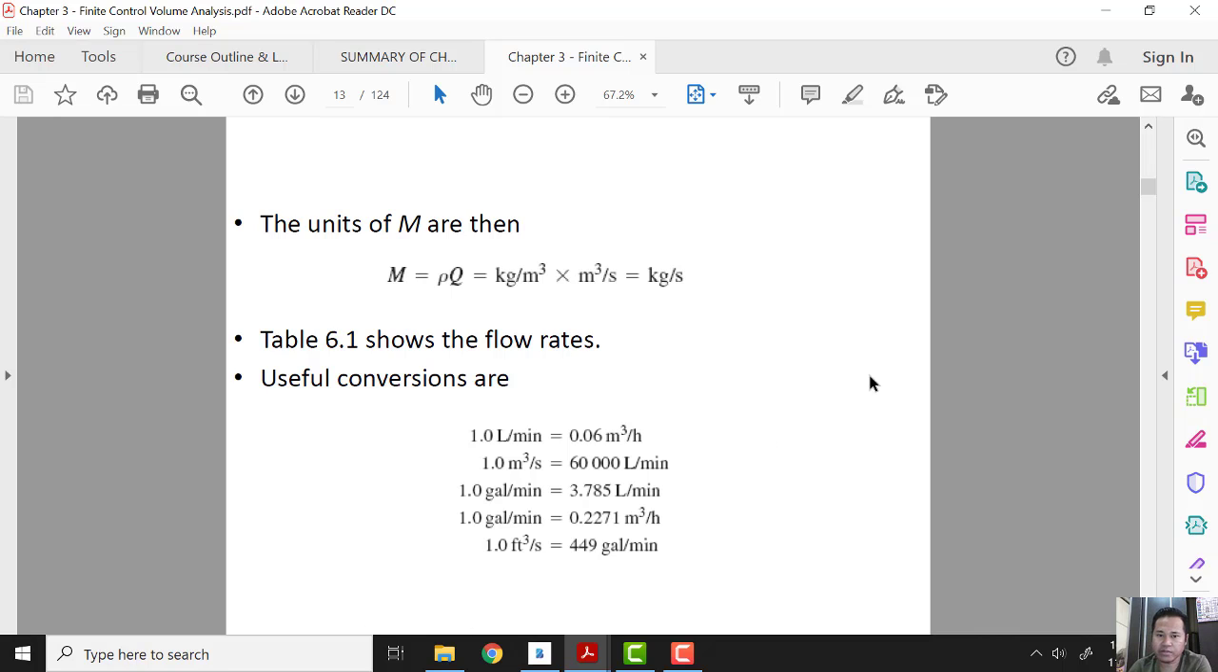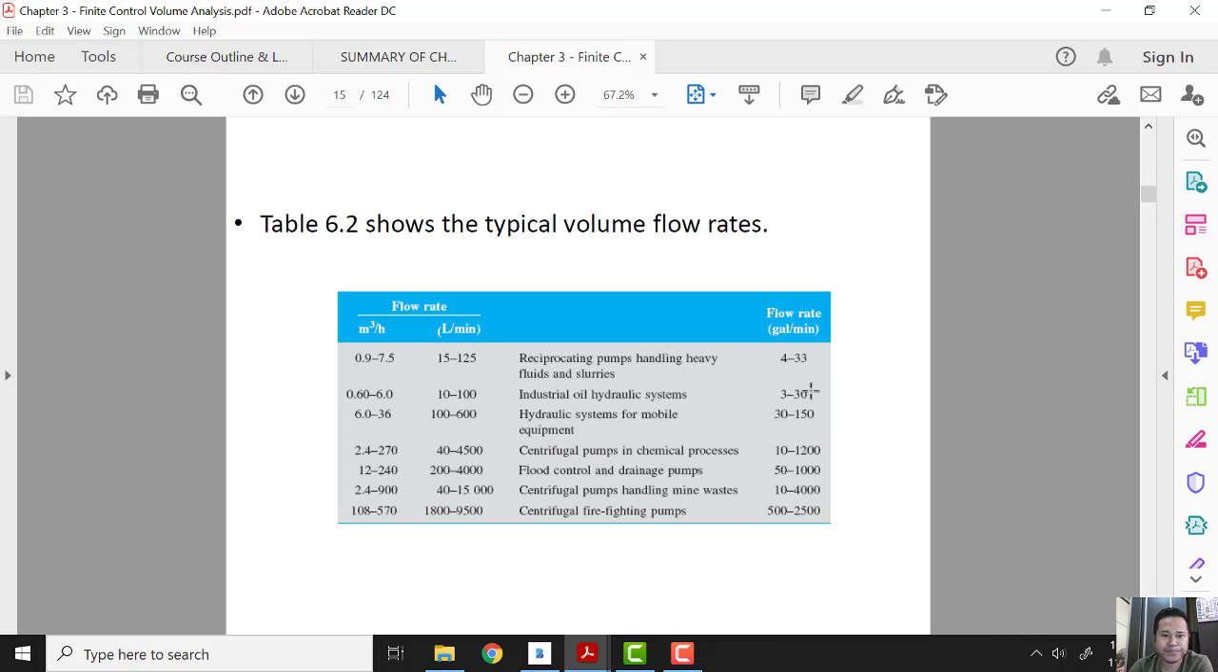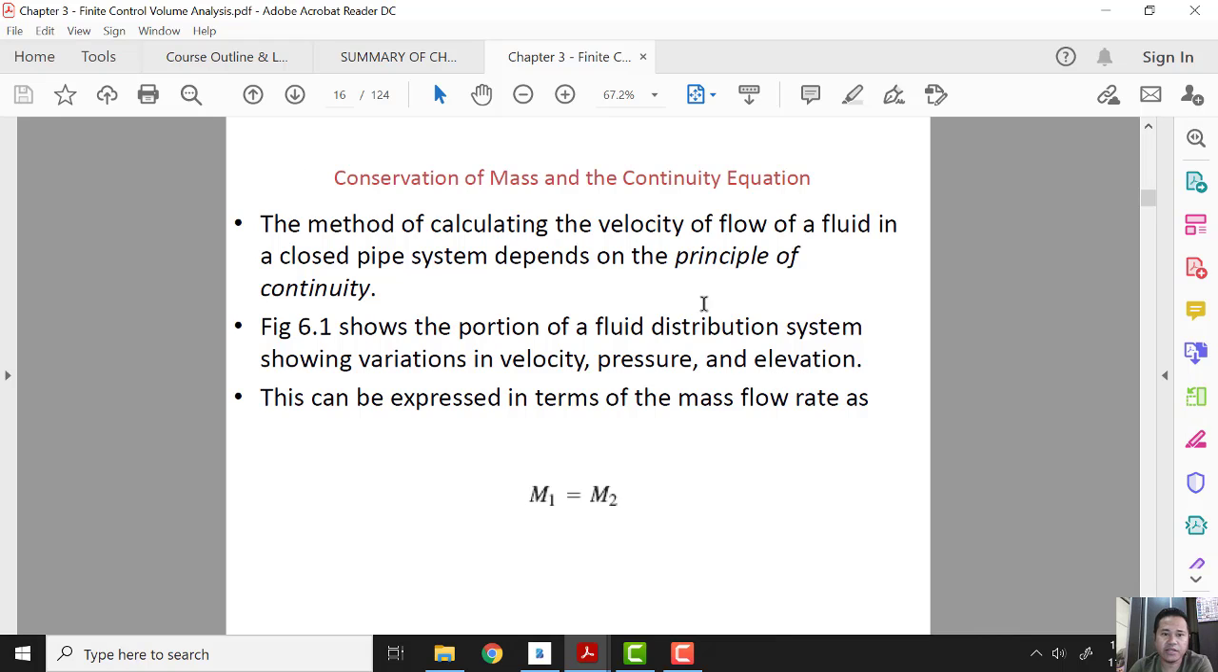Alright, so now we have looked at the mass flow rate, volume flow rate, and the weight flow rate. This is the table that summarizes all the equations with the names and the symbols. It's okay to not look at this. Conservation of mass and continuity equation. The method of calculating the velocity of flow of fluid in a closed pipe system depends on the principle of continuity. Figure 6.1 shows a portion of a fluid distribution system showing variation in velocity, pressure, and elevation. This can be expressed in terms of the mass flow rate as m1 equal to m2.